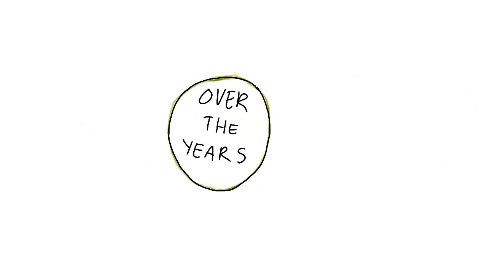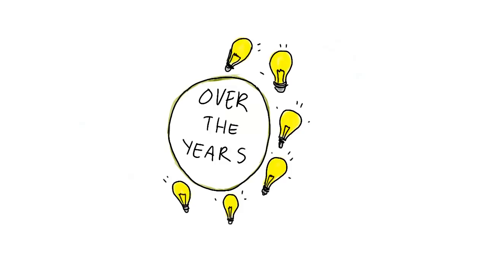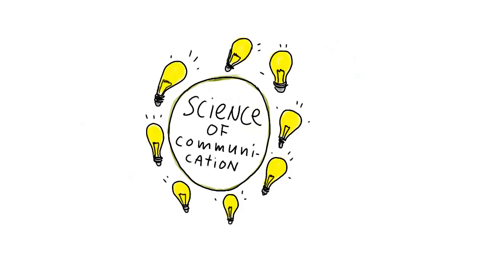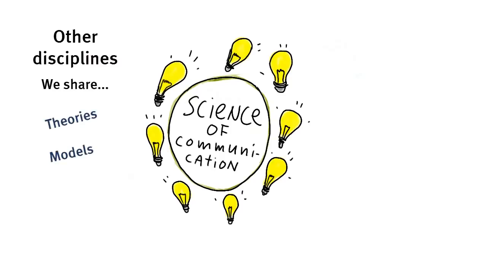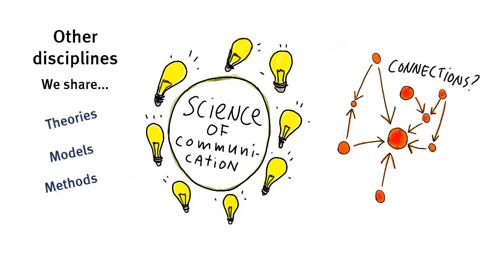Over the years, scientists from different scientific disciplines have studied these channels of communication and all these different forms that communication can take. The result of their studies have formed the basis of the relatively new science of communication. And even today, many scholars in other disciplines study the exact same communication phenomena as we do. We share theories and models and often use the same methods to analyze and describe our field. It is therefore useful to be aware of how these other disciplines are connected with ours.